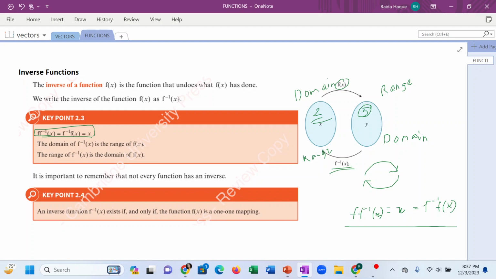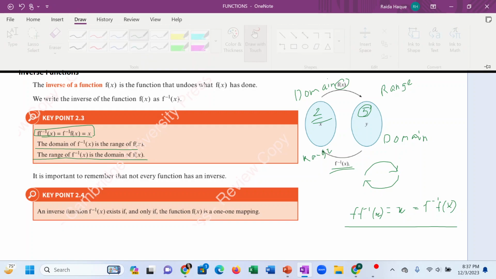So as we can see from the diagram, the domain of f inverse x is the range of f(x), and the range of f inverse x is the domain of f(x). However, it is important to note that not every function has an inverse. So what do we mean by that?